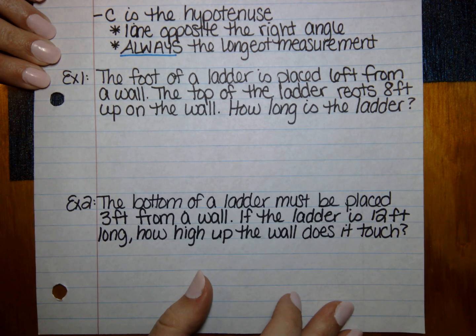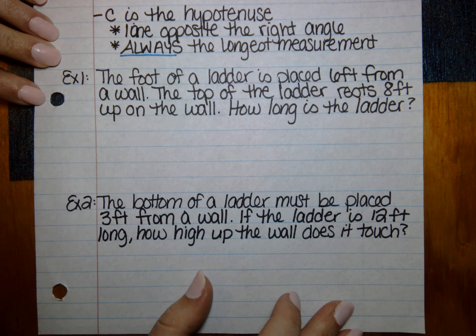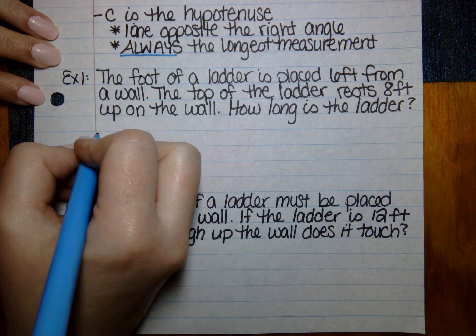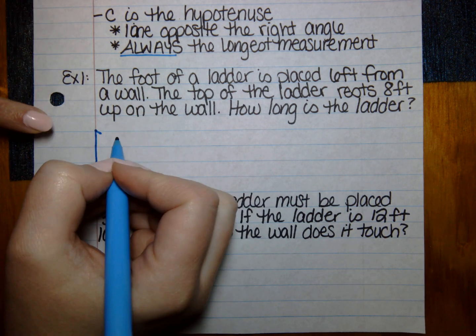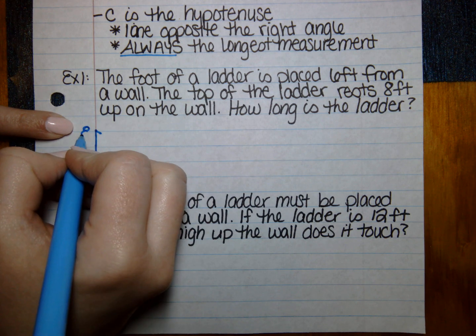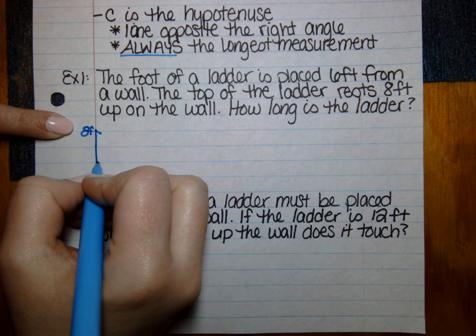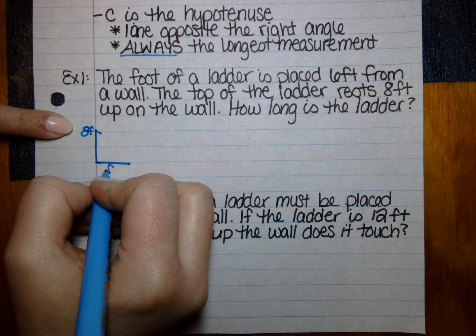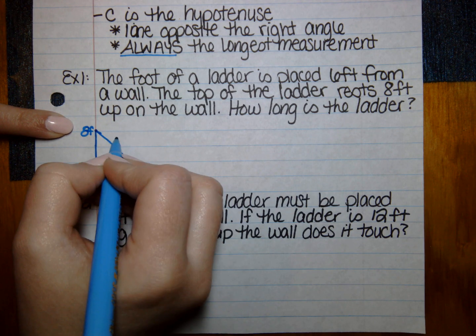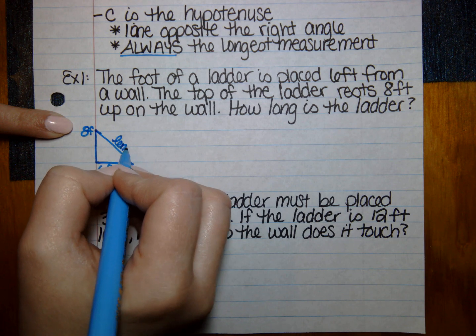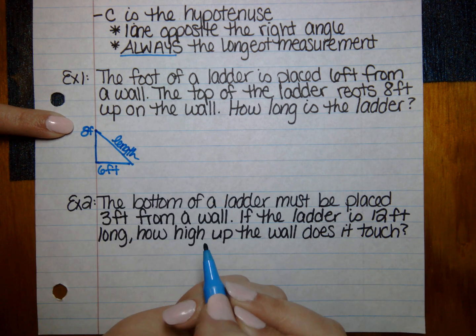Okay? So for example 1, it says the foot of a ladder is placed 6 feet from a wall. The top of the ladder rests 8 feet up the wall. How long is the ladder? So let's draw a picture. If this is my wall, if my ladder rests 8 feet at the top, and it has to be 6 feet from the base, this is the length of my ladder.